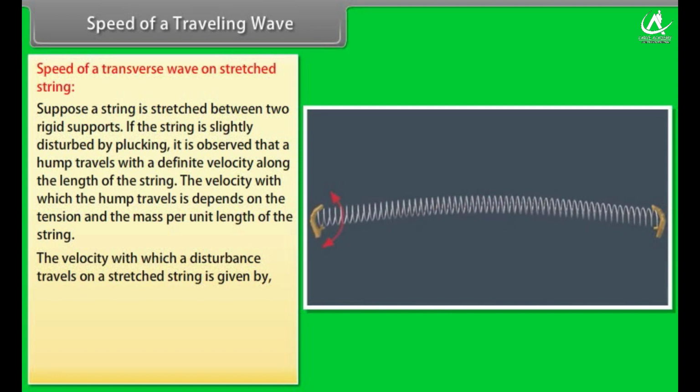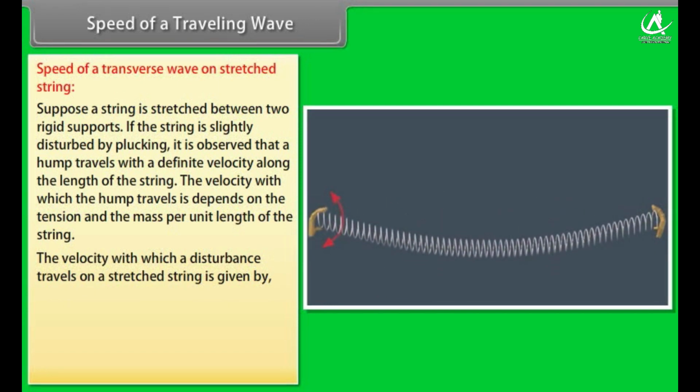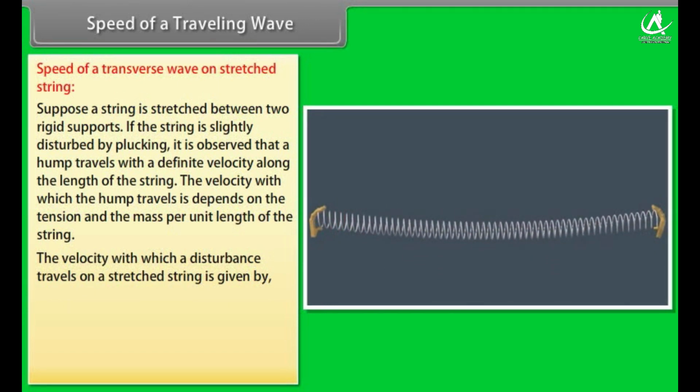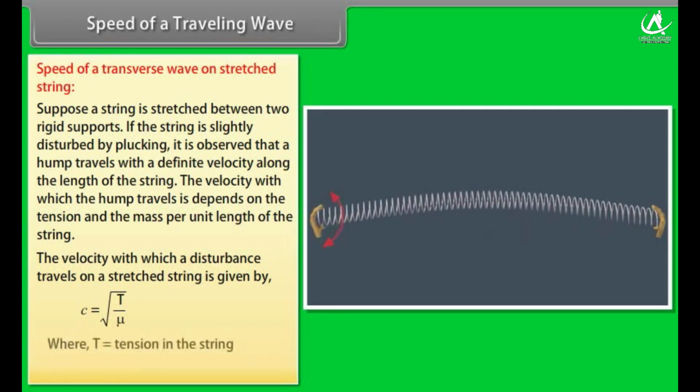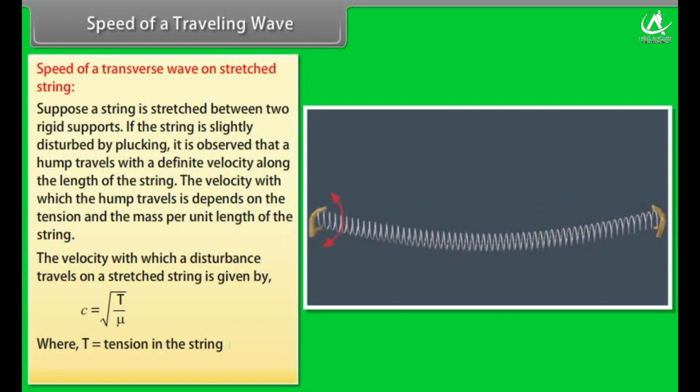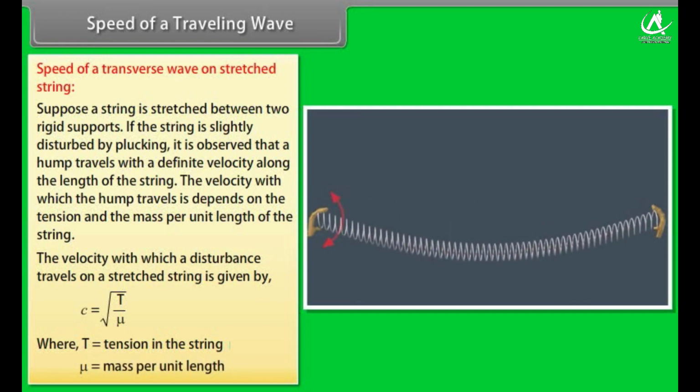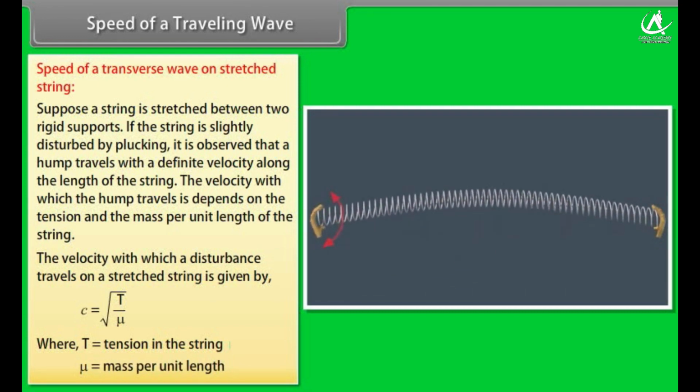The velocity with which a disturbance travels on a stretched string is given by c is equal to under root T upon mu, where T is equal to tension in the string, and mu is equal to mass per unit length.